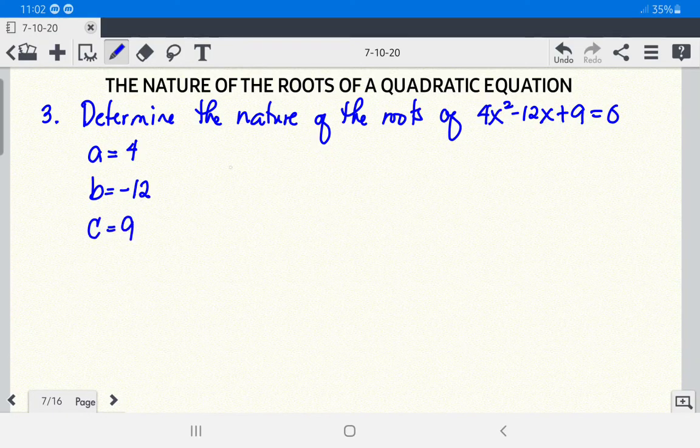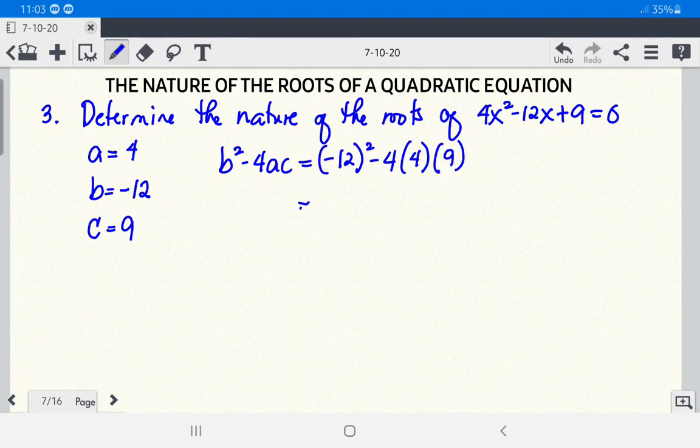Okay. Next, using the formula b squared minus 4ac. So that is b is negative 12. Square it. Minus 4 times the value of a is 4, times the value of c is 9. The negative 12 squared, we have 144. Then, negative 4 times 4, we have negative 16. Times 9, we have negative 144. Now, 144 minus 144, that is 0.